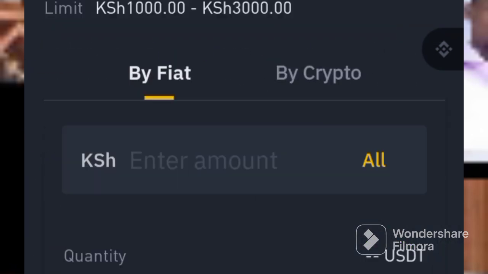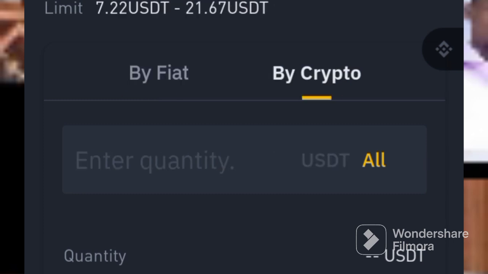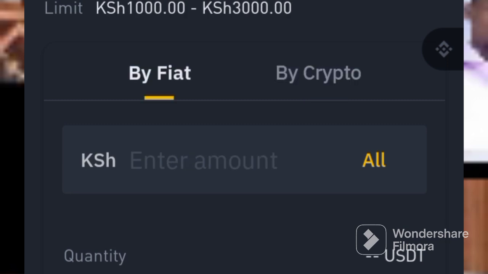So when you click buy, it brings you to this interface where you see buy by fiat, by crypto. Fiat means the local currency that you are using. If you are in Kenya, you are using Kenyan shillings. So that is what you are seeing there.